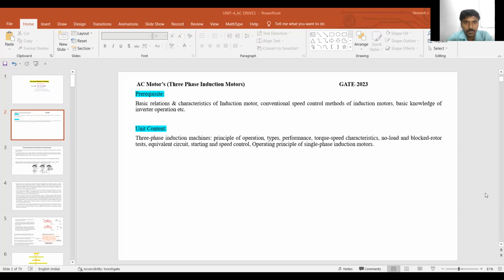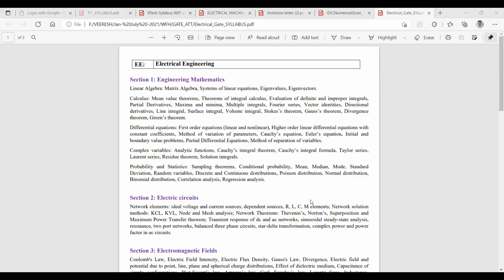Clear? So what is the syllabus in the GATE examination? Can I share the GATE exam syllabus? Do you have any GATE syllabus? No, sir. Okay, just wait, I will share. Is it visible? Yes, sir. Okay.